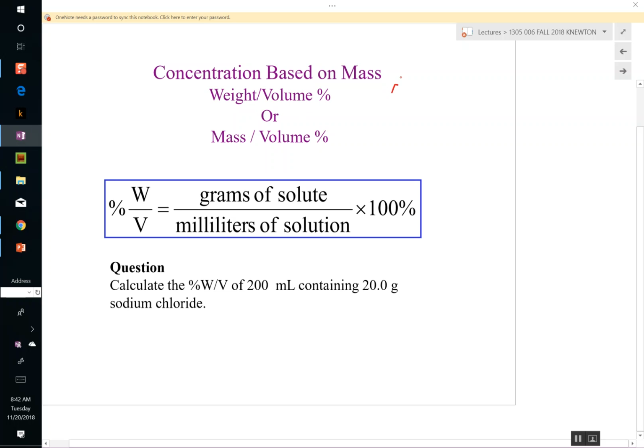So some textbooks have this as weight volume percent. Let me write it a little bit smaller right next to this. Weight volume percent. Some of them use mass volume percent. As a matter of fact, McGraw-Hill a couple years ago, their 7th edition had weight volume percent throughout all their problems. They came out with the 8th edition and they shifted over to mass volume percent. I don't particularly like this because they're mass volume.